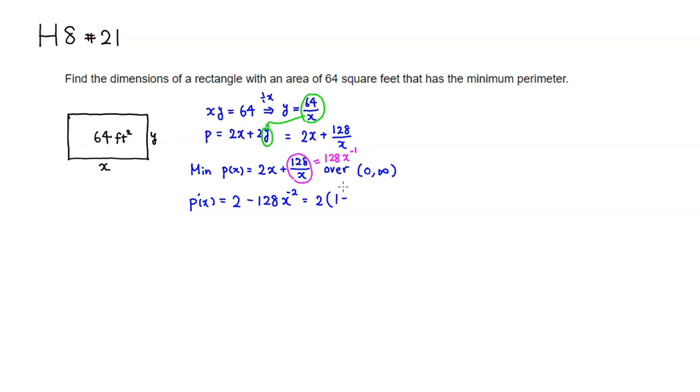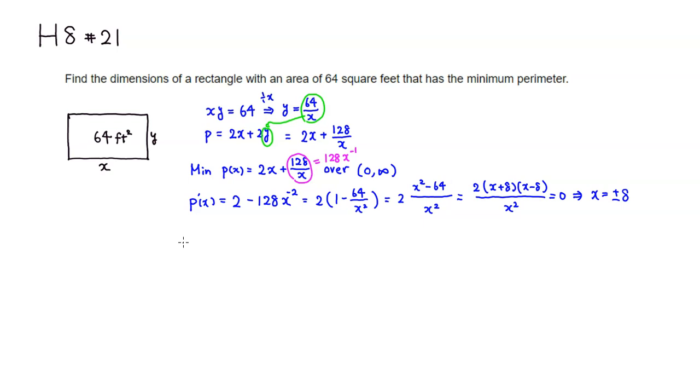Then you have 1 minus, after pulling out 2, 64 over x squared. Then I'm going to take the common denominator, which is x squared, so you have x squared minus 64. We can easily factor this: 2 is already there, and you have x plus 8 times the quantity x minus 8, all divided by x squared. We set that equal to 0. We set the numerator equal to 0, so x is equal to plus or minus 8.